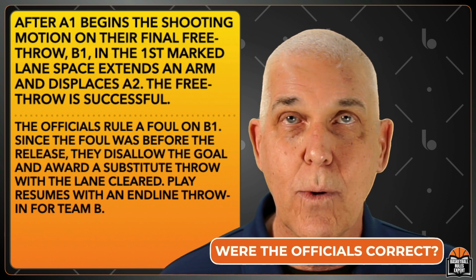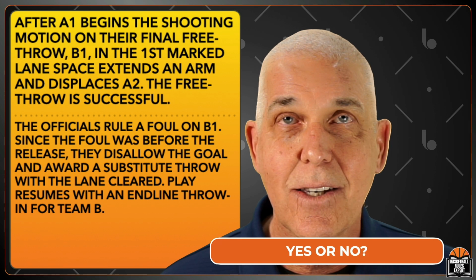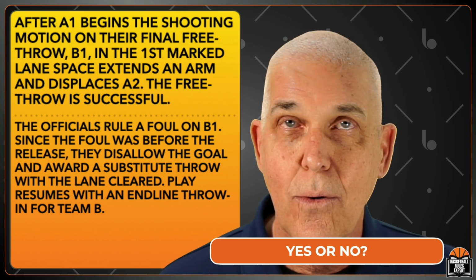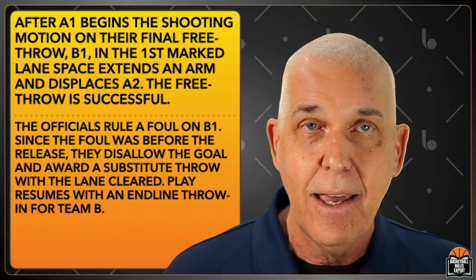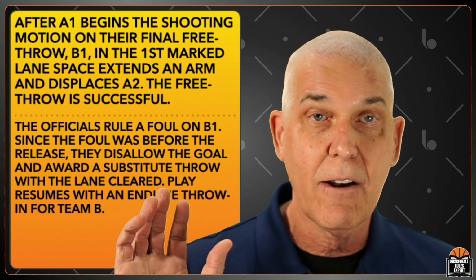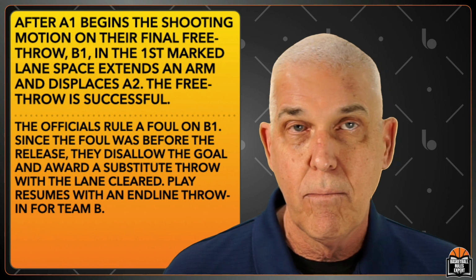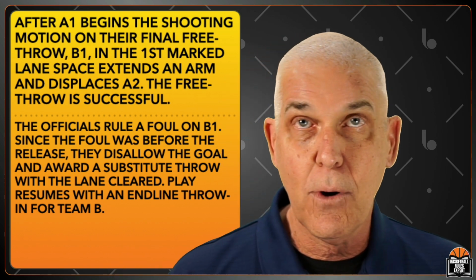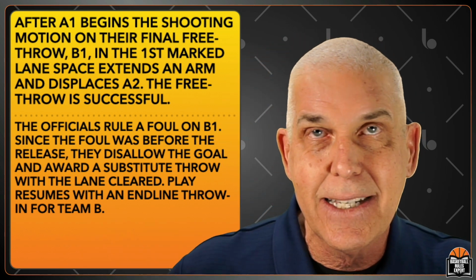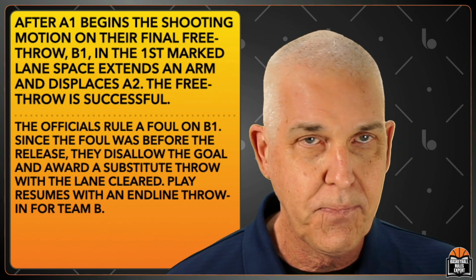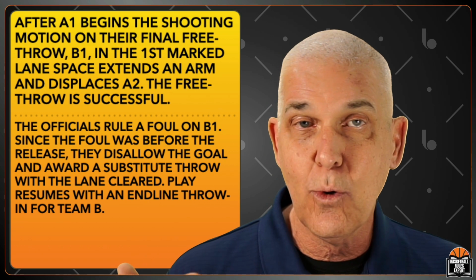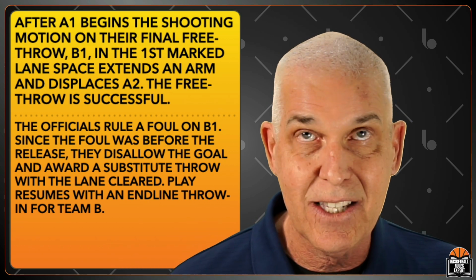Were the officials correct? Yes or no? Right? So there's a little bit of a layered play here. Let's take a look. A1 begins their shooting motion on a final free throw. An opponent of the thrower extends an arm and displaces their opponent, a teammate of the thrower. The officials rule, and then the free throw is successful.